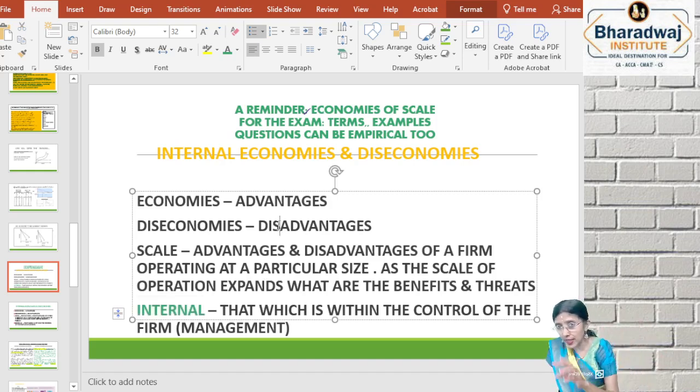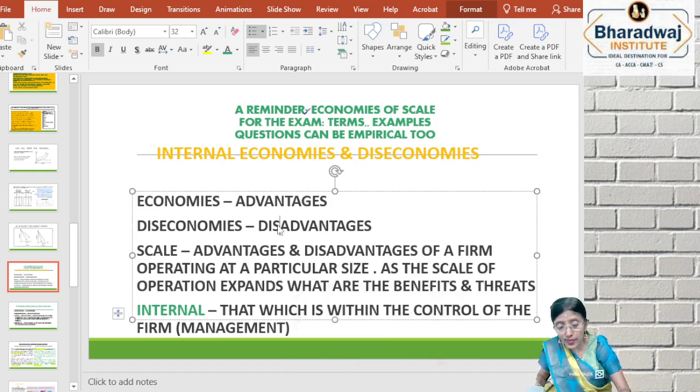The merits and demerits accrue because of the happenings within the firm, within the enterprise. External factors are not responsible. Our own internal factors, the organization's internal factors, are responsible for the merits and demerits. Are you clear? Am I clear on this point?